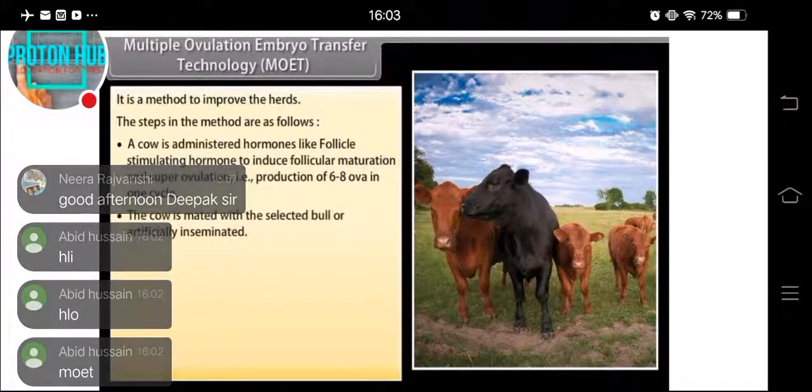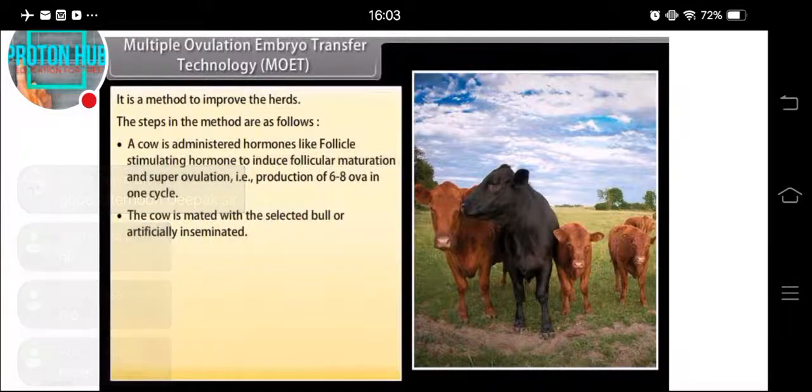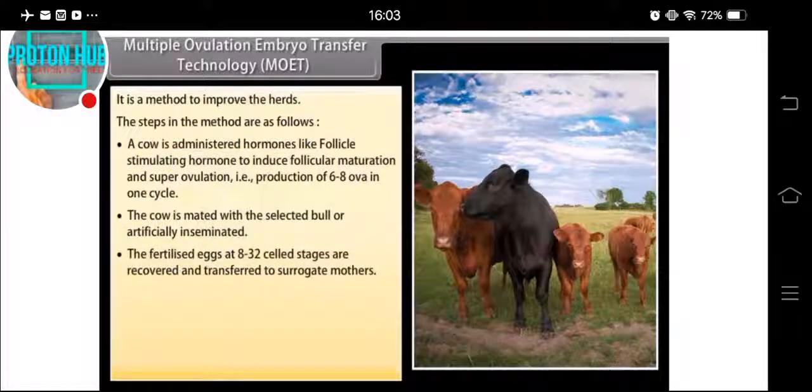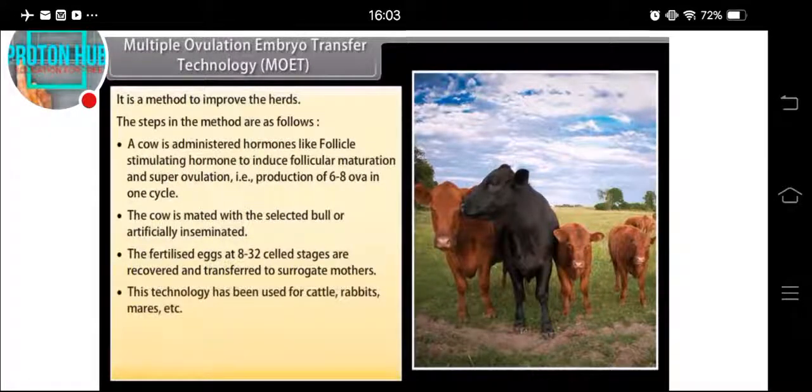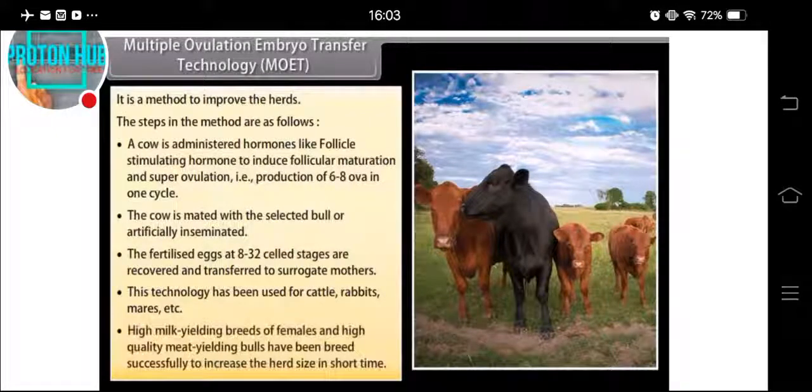The cow is mated with the selected bull or artificially inseminated. The fertilized eggs at 8 to 32 cell stages are recovered and transferred to surrogate mothers. This technology has been used for cattle, rabbits, mares, etc. High milk-yielding breeds of females and high-quality meat-yielding bulls have been bred successfully to increase the herd size in a short term.